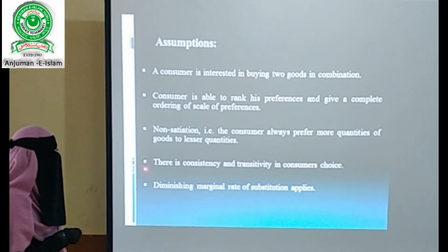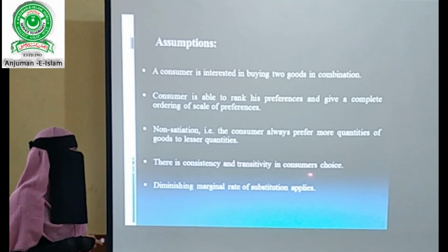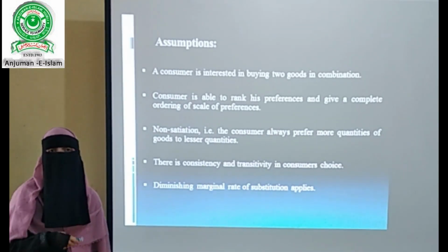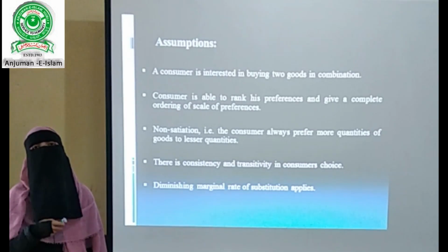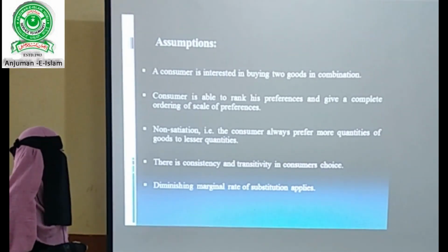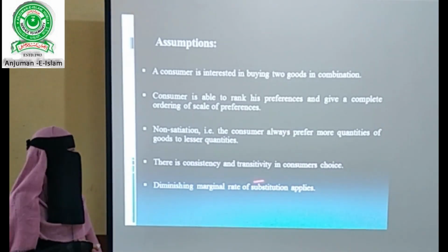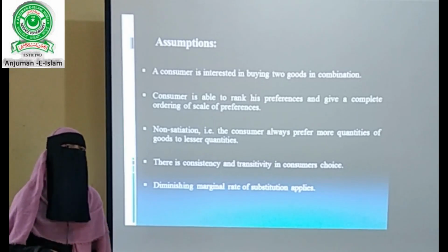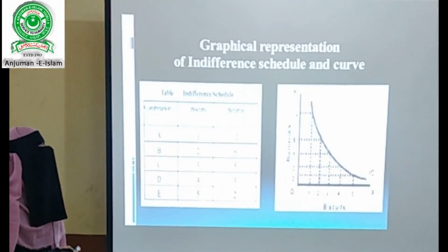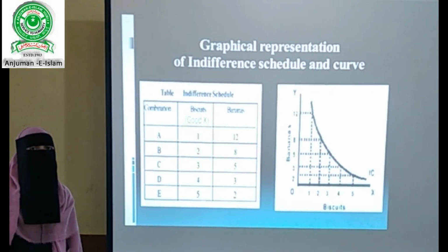Now the fourth assumption says that there is consistency and transitivity in the consumer's choice. And the last assumption says that diminishing marginal rate of substitution applies. So what is diminishing marginal rate of substitution? We'll study it in a later part. So the next thing we are going to see here is a graphical representation of indifference curve and indifference schedule.